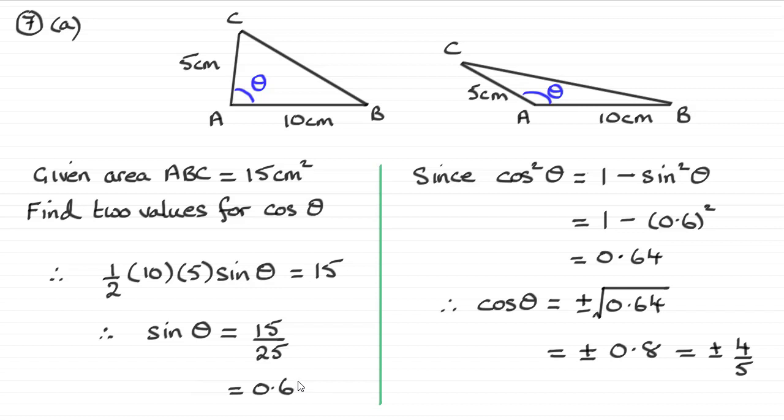And then to get those values of cosine theta, I pick up on the identity you should be familiar with. It comes from cos squared theta plus sine squared theta is equivalent to 1. But I've rearranged it to give me cos squared theta equals 1 minus sine squared theta. Substitute our value for sine theta in, and it ends up with 0.64. We take the square root, don't forget it's plus or minus, and the square root of 0.64 is 0.8. So we end up with either the decimal version, plus or minus 0.8, or you could leave it as a fraction, plus or minus 4/5. Okay?